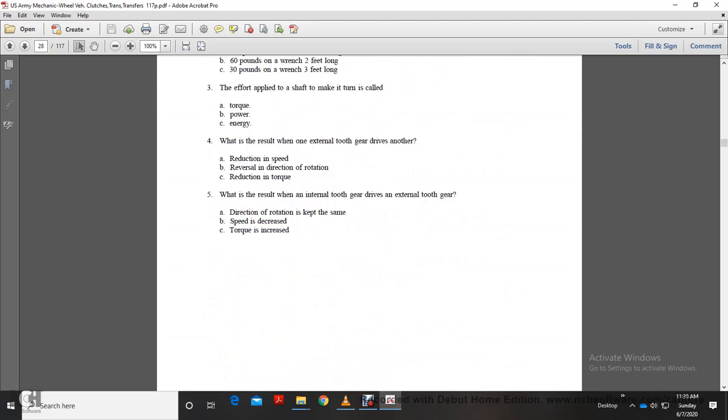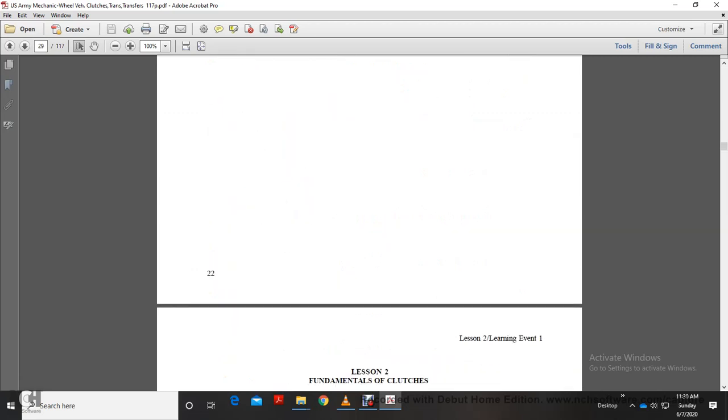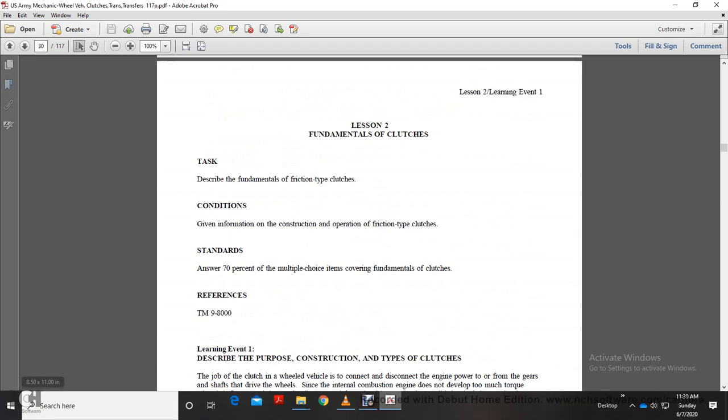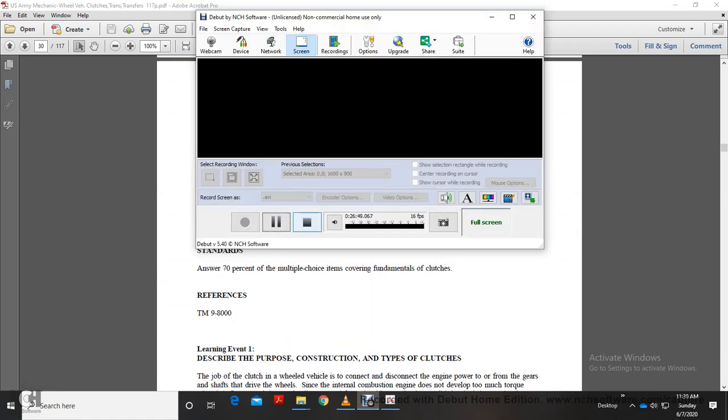This shows the practice exercise for lesson 1, learning event number 1, and we're moving on to lesson 2, fundamentals of clutches. Testing.